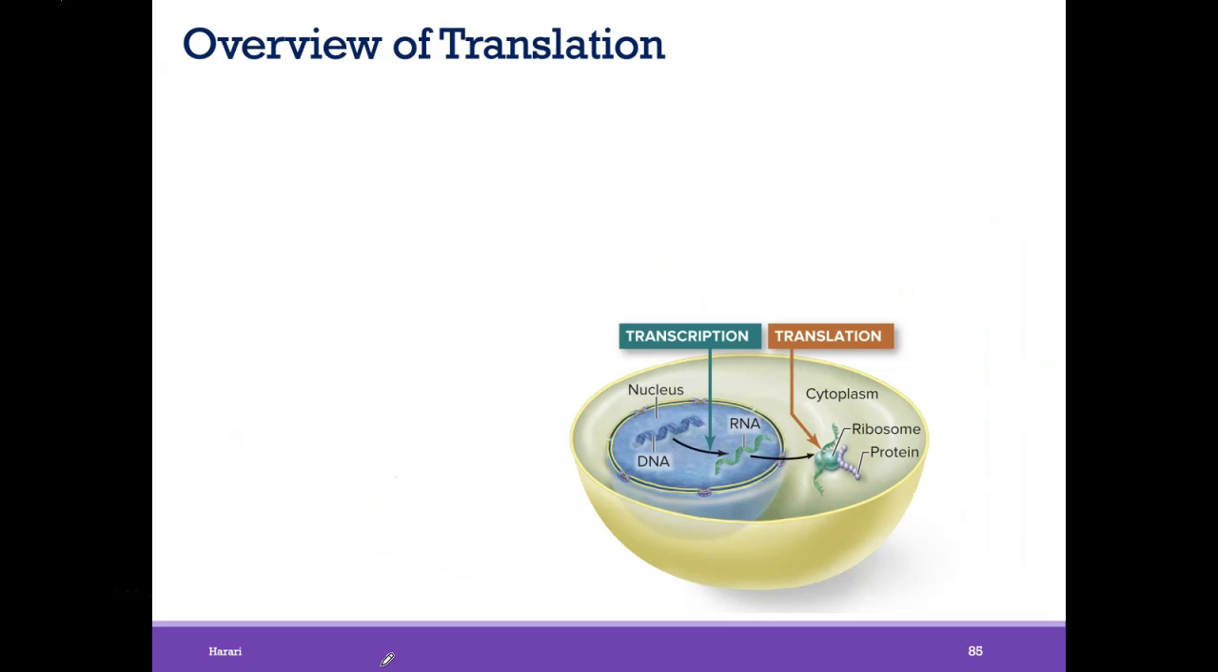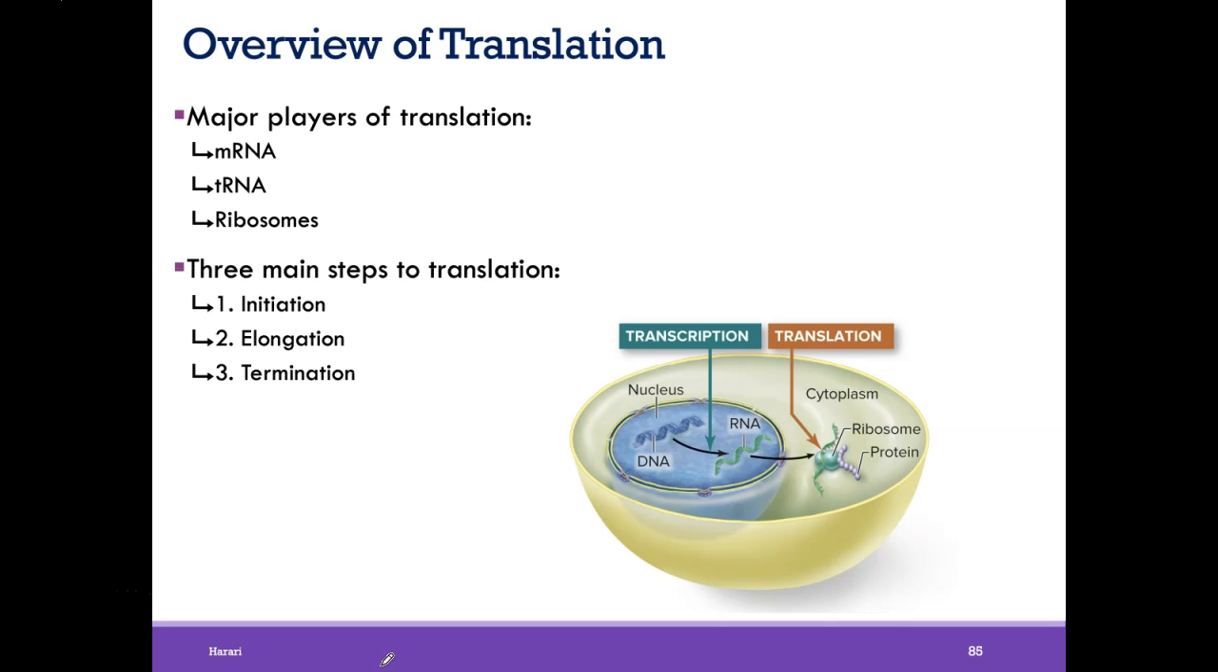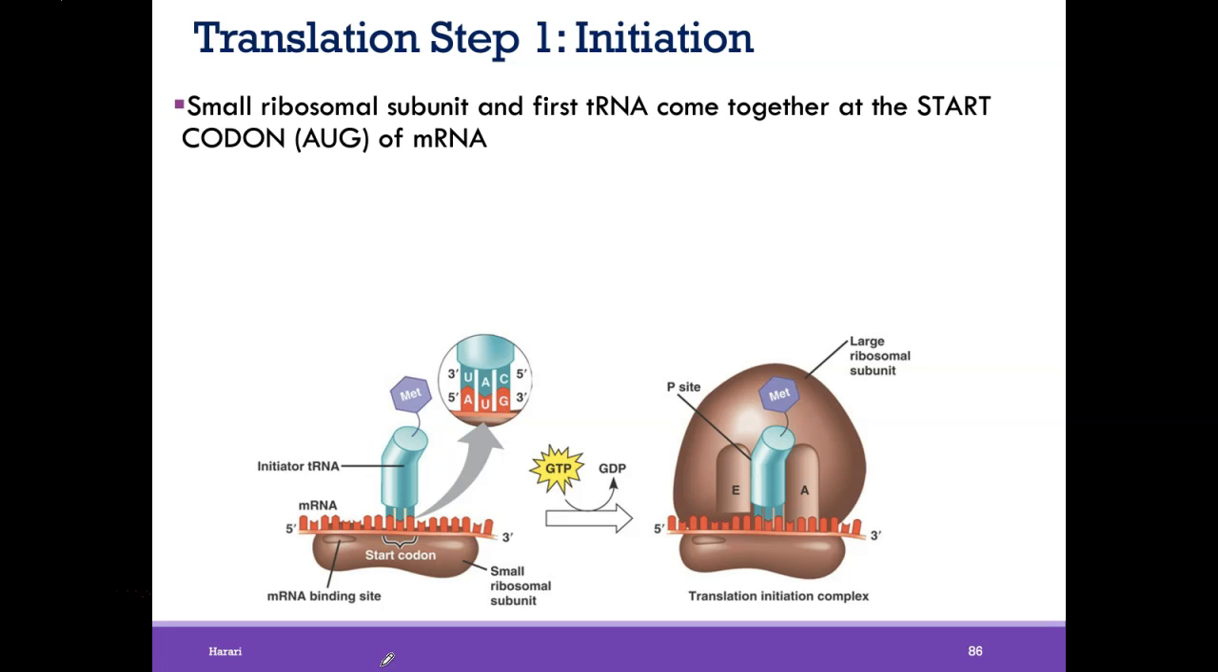So now let's talk about the steps of translation. We have mRNA, tRNA, and ribosomes all coming together, and we have the same 3 steps as in transcription. We have initiation, elongation, and termination. Let's start with initiation. During initiation, the leader sequence at the 5' end of the mRNA transcript bonds with the small ribosomal subunit. Then the first tRNA comes in and recognizes the start codon. The first AUG of the mRNA transcript is the start codon.